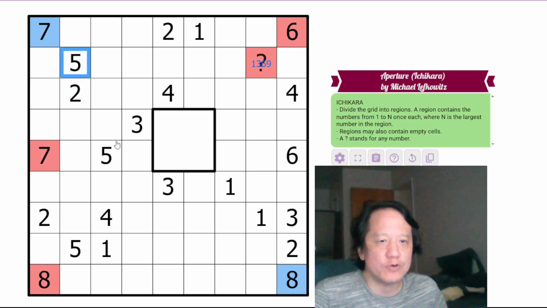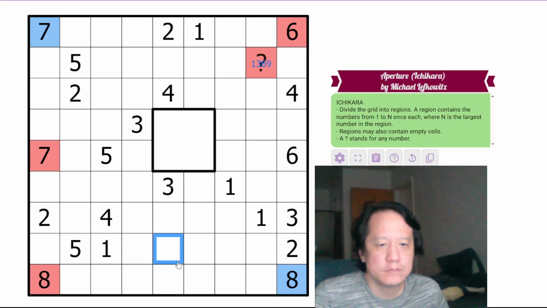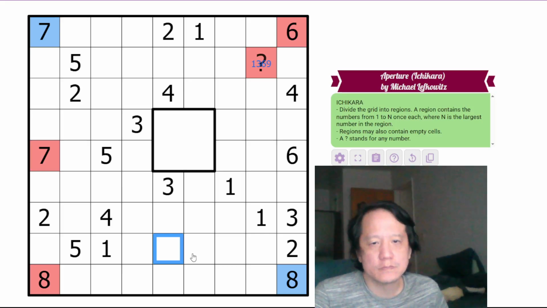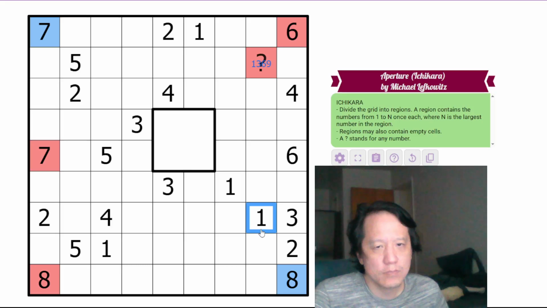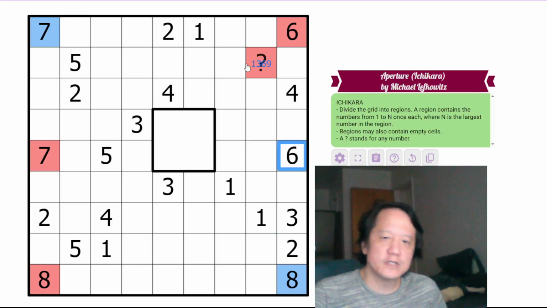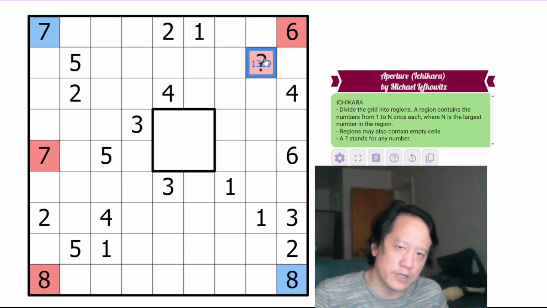5 has to be one of these 3. Though 6 has to access one of these 3.